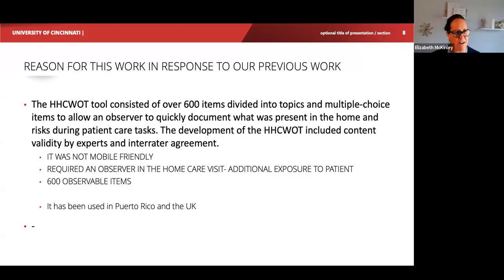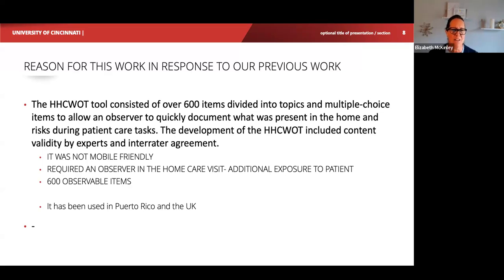So during my postdoc, I didn't tell you what that tool was. The home healthcare worker observation tool was developed, and it consisted of over 600 items, and they were divided into topics and multiple choice, and they allowed for an observer to, you tried to quickly document 600 items and keep track of, did you document this? Did you document that? And not look at your paper and make sure that you're getting everything, right? We can all see the issues with the tool that I developed at the beginning of my journey.